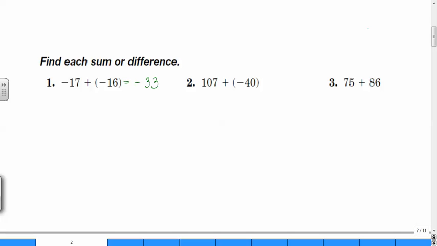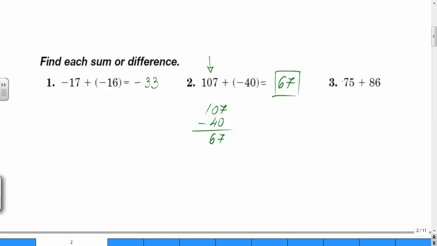Hopefully you're not. Let's do problem number 2. 107 plus negative 40. We have two integers with different signs, right? What is the rule? The rule says subtract the smallest absolute value from the largest absolute value. So I have 107 minus 40. 0 minus 7 borrows to 7, 4 out of 10 is 6, right? So the answer would be 67 in absolute value, and then I will keep the sign of the largest one, positive, and that's why the answer here will be positive 67.